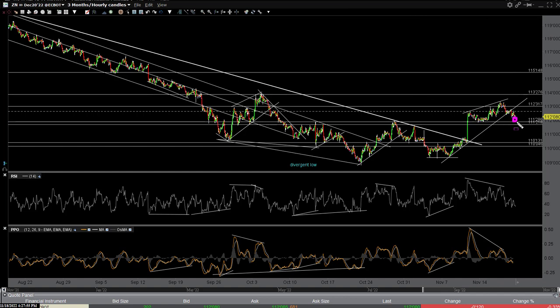So that's my near-term outlook for Treasuries. Most likely a little more downside early next week, and then maybe that could be the end of the correction. Or again, Fed's coming up on the 12th and 13th, so hard to say.